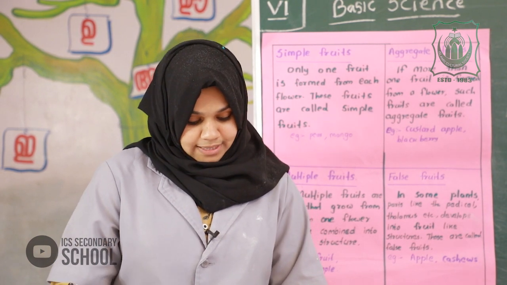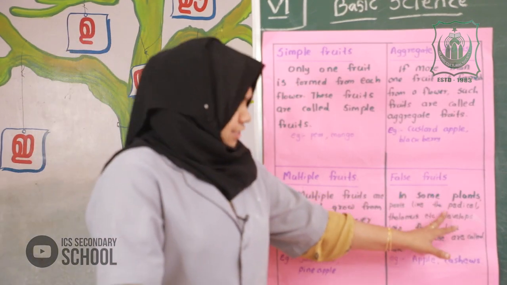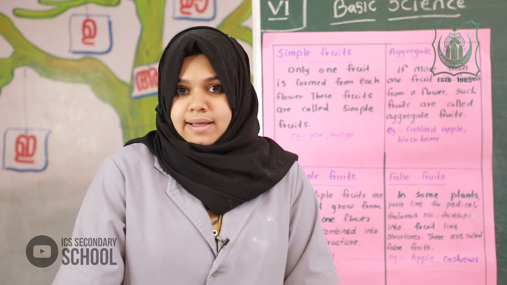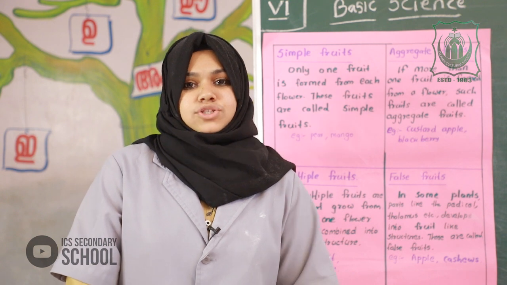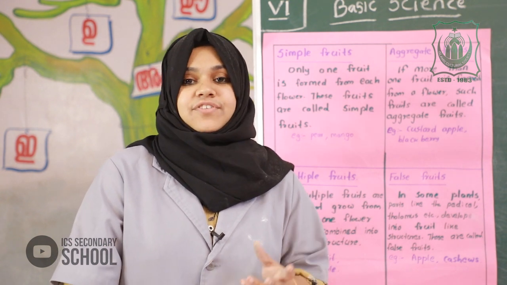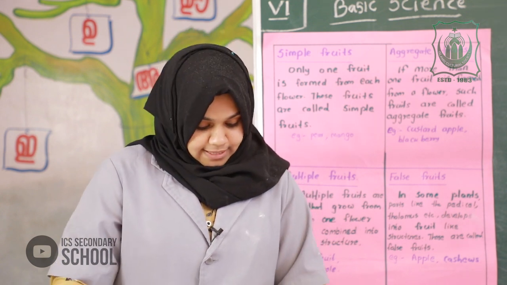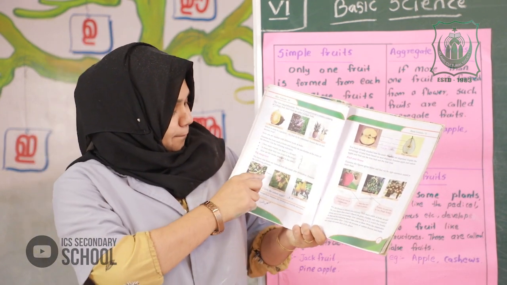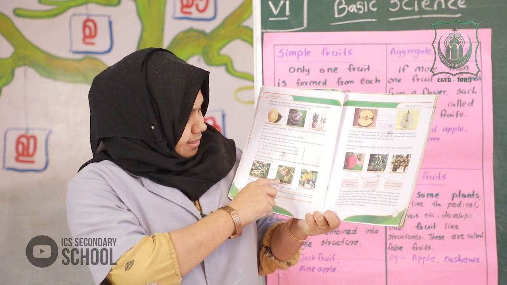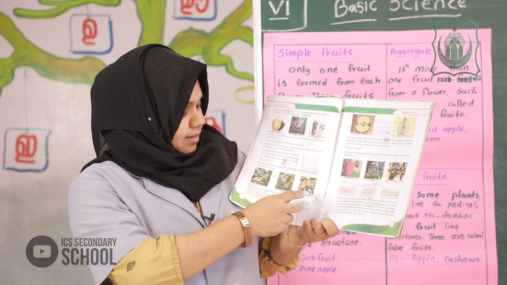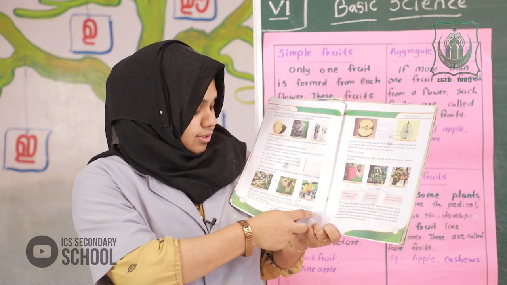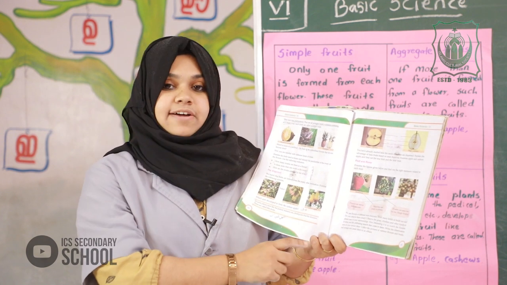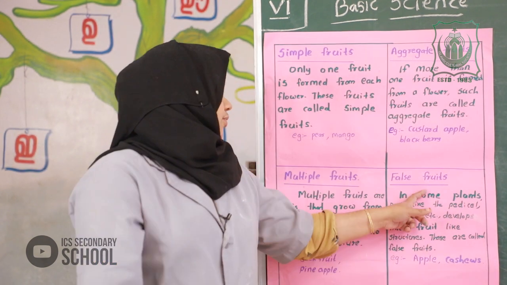Next type, false fruit. We learned that the ovary changes into fruit. But in some plants, the ovary does not change into fruit. Other parts of the flower change into fruit. What are they? You can see that on page 42, in cashew flowers. In cashew flowers, the pedicel changes into fruit. In this type of fruit, the seed is formed outside. You see this cashew nut outside. This fruit is developed from the pedicel, so this type of fruit is known as false fruit.